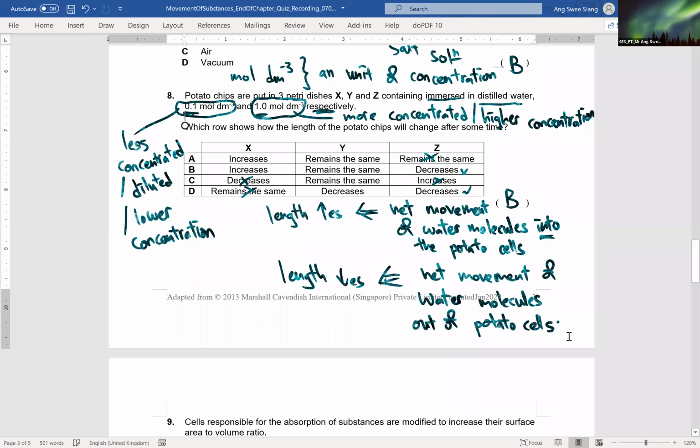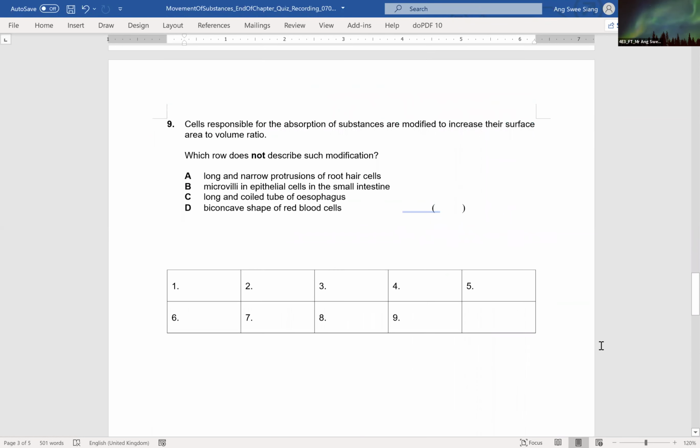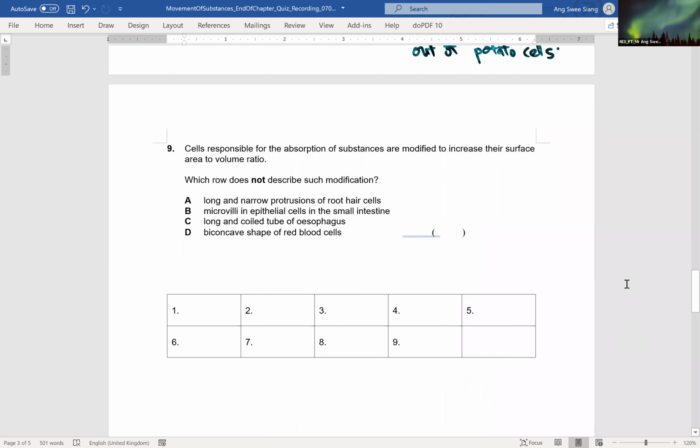Okay, and let's look at question 9. Cells responsible for absorption of substances are modified to increase their surface area to volume ratio. Which one does not describe such modification? The long, narrow protrusion of the root hair cell is to increase surface area to volume ratio. The microvilli in the epithelial cells in the small intestine is to increase the surface area to volume ratio. The biconcave shape of red blood cells is also.